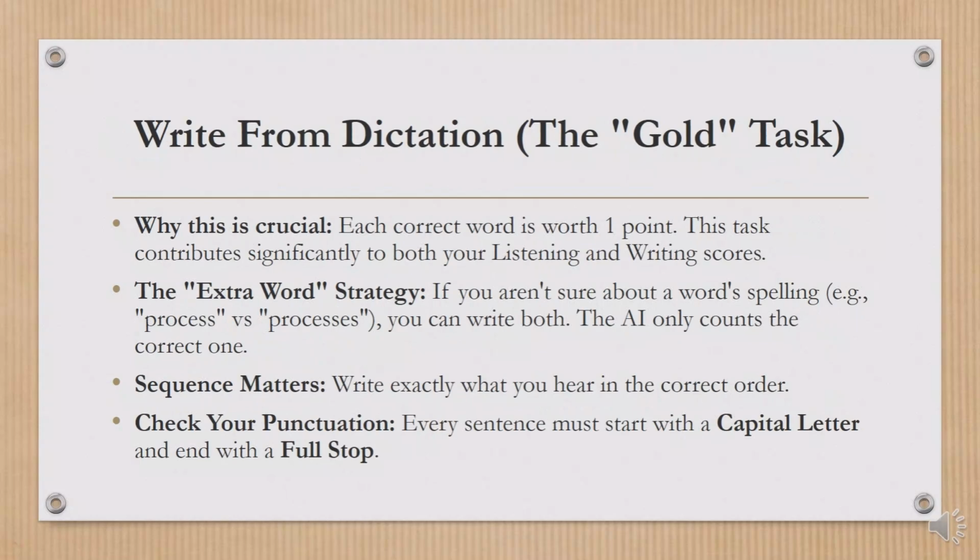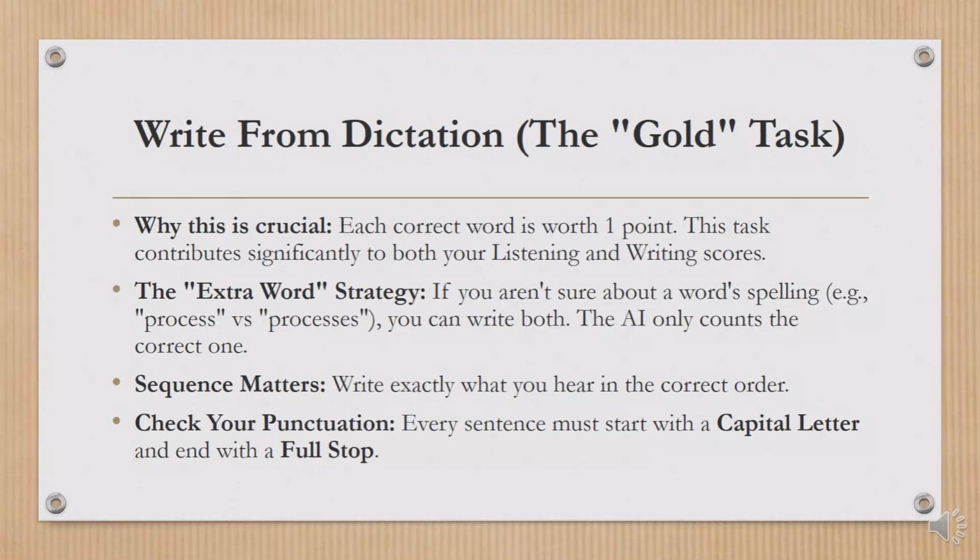Write from dictation is an important task of the listening module because it contributes significantly to your writing as well as listening scores. The extra word strategy could be used if you're not sure about the spellings. For example, if you heard processes and you write process and processes together, the AI will only reject the incorrect one, and it won't mark you negative, or you won't lose marks for the other spelling that you wrote. The sequence matters. You need to write exactly what you hear in the correct order.